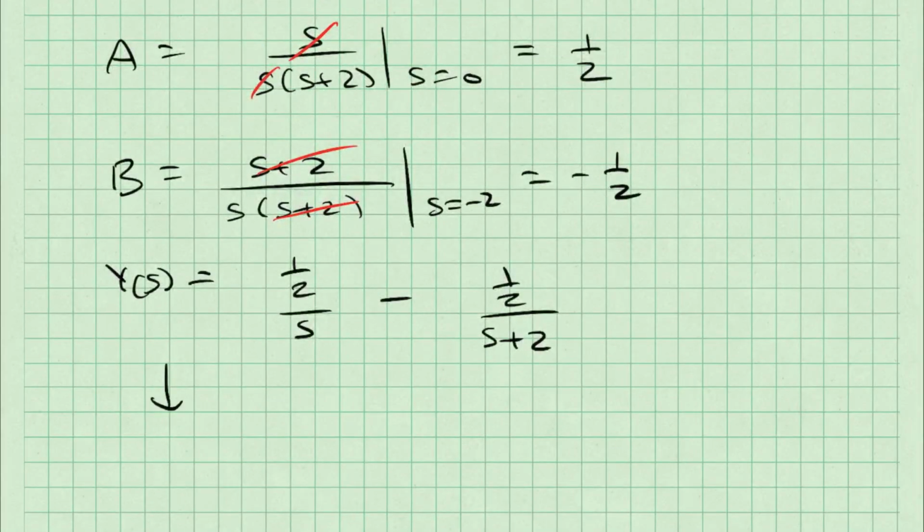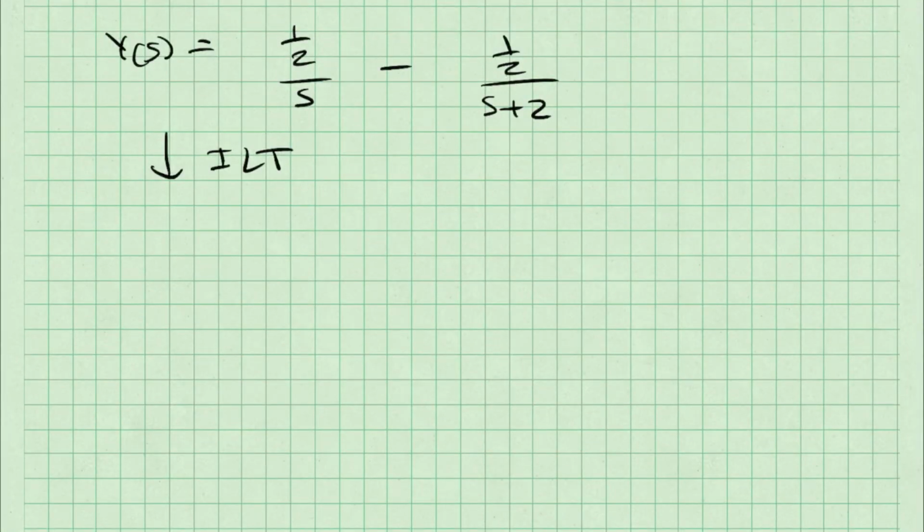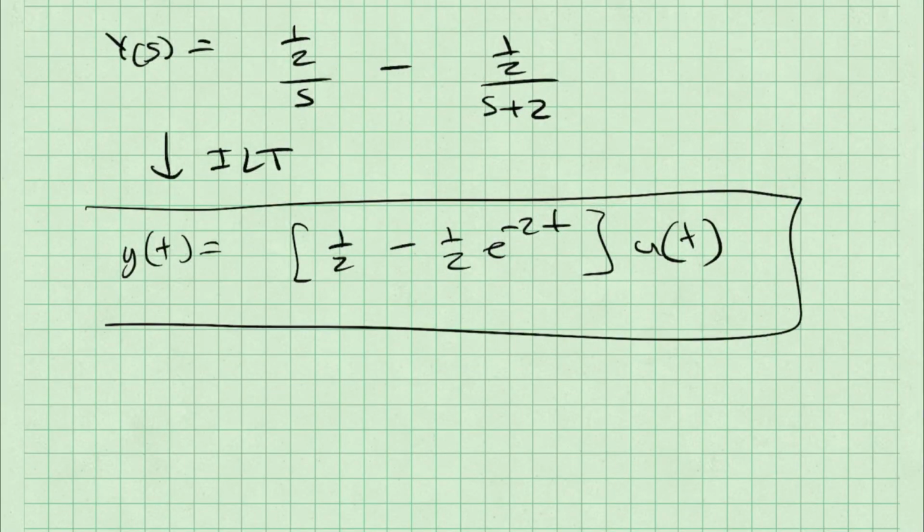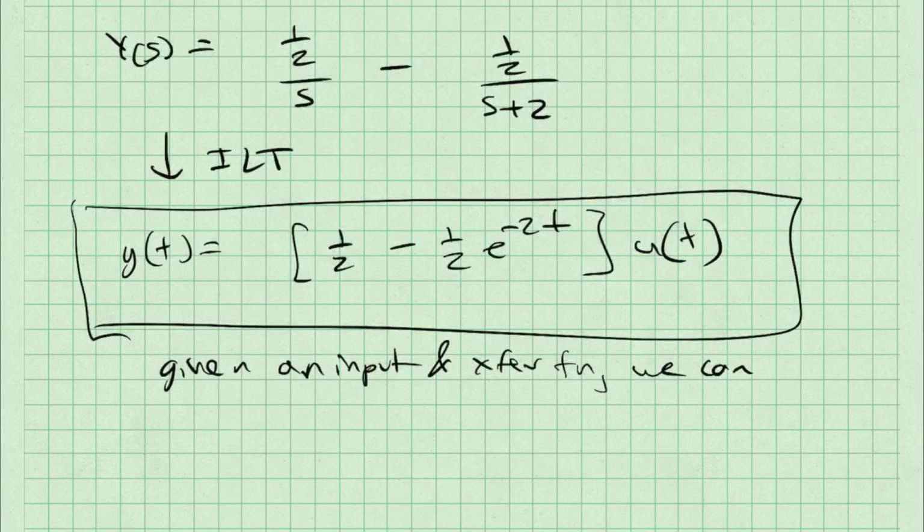By taking the inverse Laplace transform, I can find the time domain function y of t, which is equal to 1/2 minus 1/2 e to the negative 2t, times u of t. The key result from this example is that if we're given an input to a system and the transfer function of the system, we can easily get the output response.